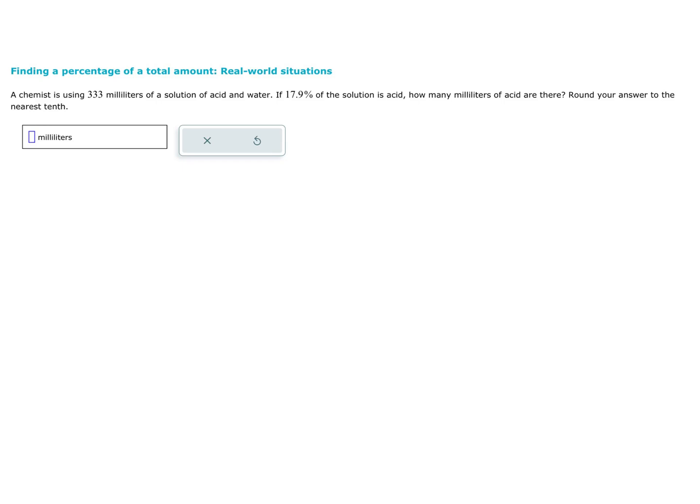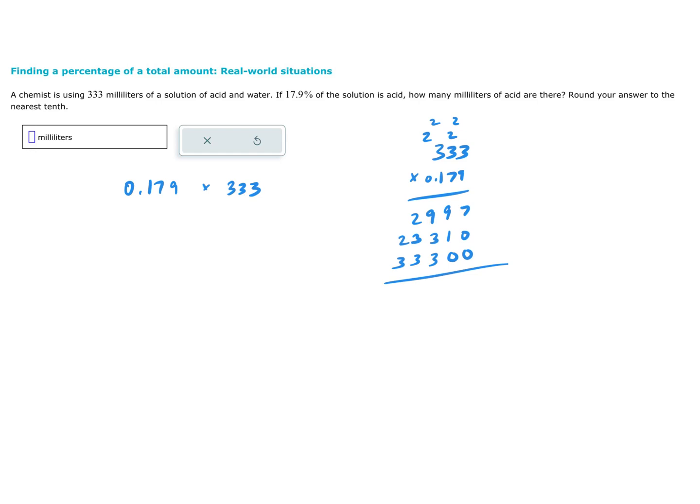17.9 as a decimal is going to be 17 in the hundredths place. The 9 will be in the thousandths place. And we're going to multiply that by the 333 milliliters. 9 times 3, 27. 2, 29, and 29 again. 21 and 2 is 23. 21 and 2 is 23 again. Now we're going to do 2 zeros, and then we're going to have just 3, 3, 3. Add all this up.